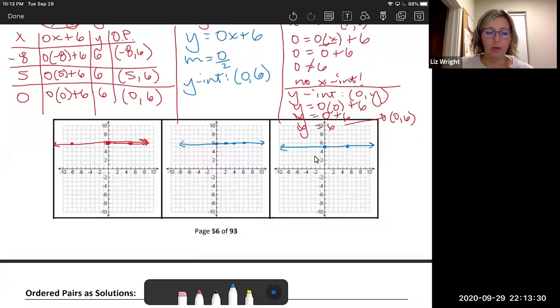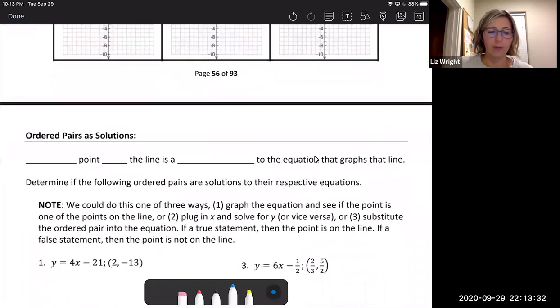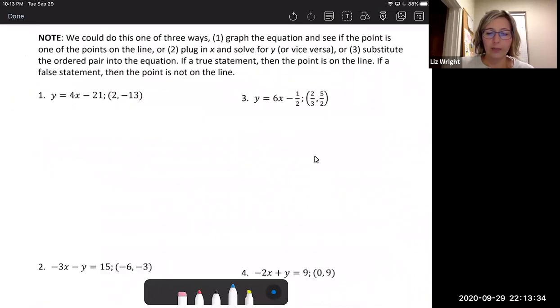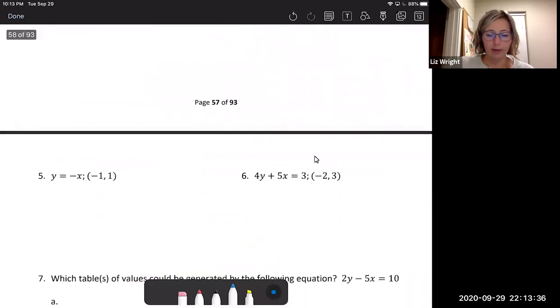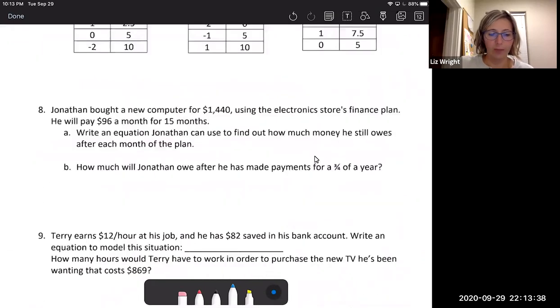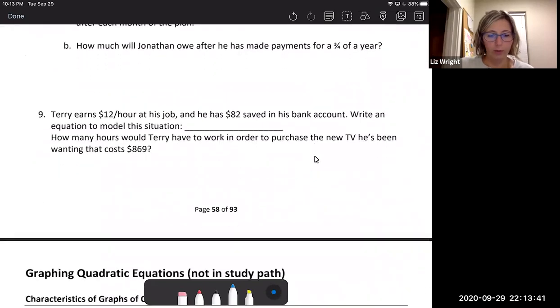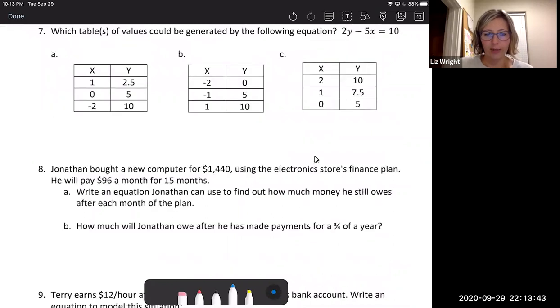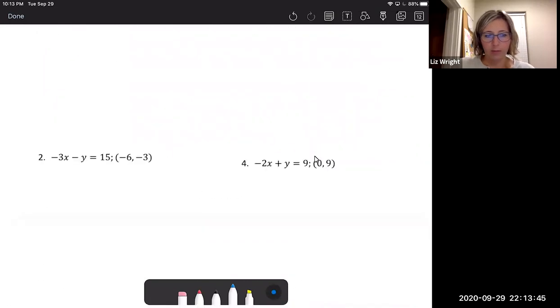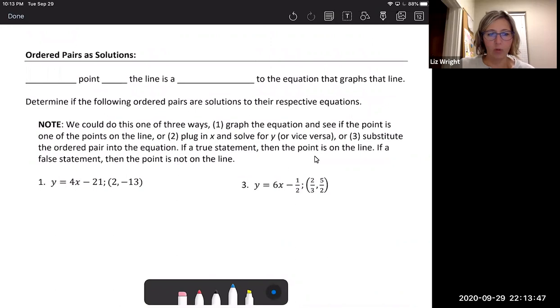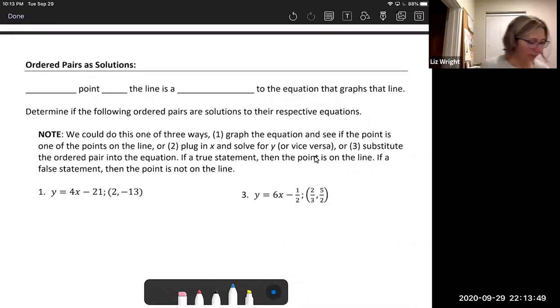Now we talk about a couple more things in this topic where we look at ordered pairs as solutions, and this page goes by pretty quickly, and then we've got a couple of word problems down here that we'll look at the very end. So let's look at these ordered pairs as solutions.